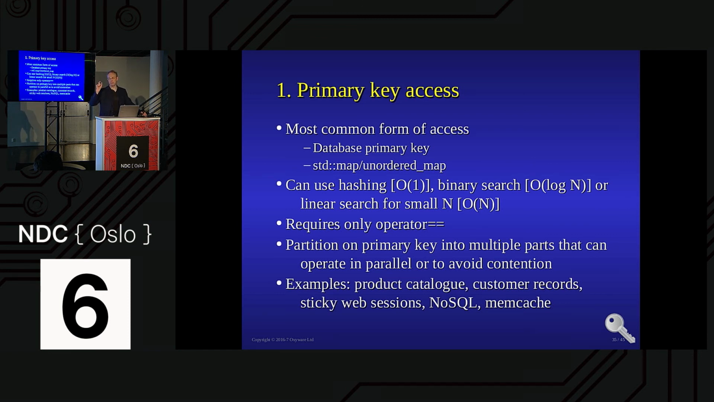I'm looking up a financial instrument by a number. I'm looking up a customer. Lots of things like that. You can use hashing, so that's order one. You can use binary search or linear search. You really only need an operator equals equals to do this. There's no ordering, you don't need anything else. You can just say it's that one or it's not that one.